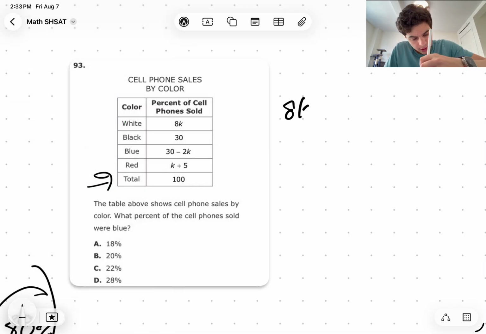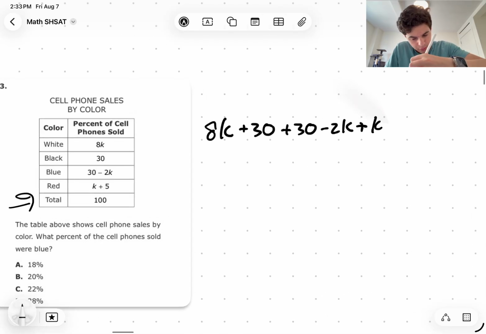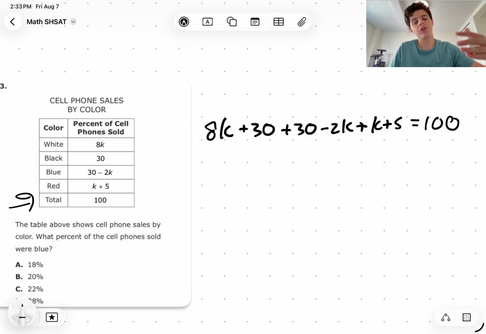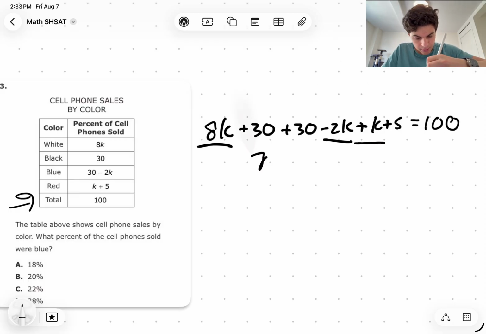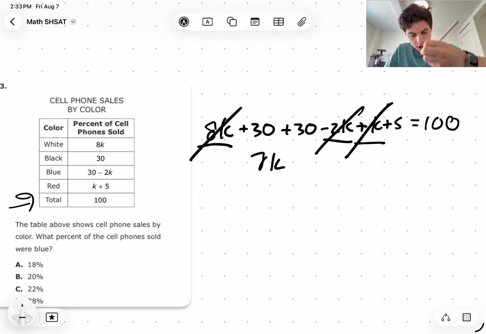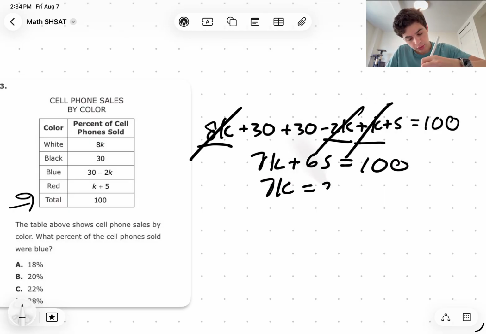So we can do 8k plus 30 plus 30 minus 2k plus k plus 5 must equal 100, right? All the percentages together must equal 100. So first we can combine like terms. 8k minus 2k plus k, well, that's just going to be 7k, right? So we can cross these out. And now we have 30 plus 30 plus 5, well, that's 65, equals 100. Now we can subtract that 65 from both sides. So we get 7k equals 35, and then k equals 5, right?